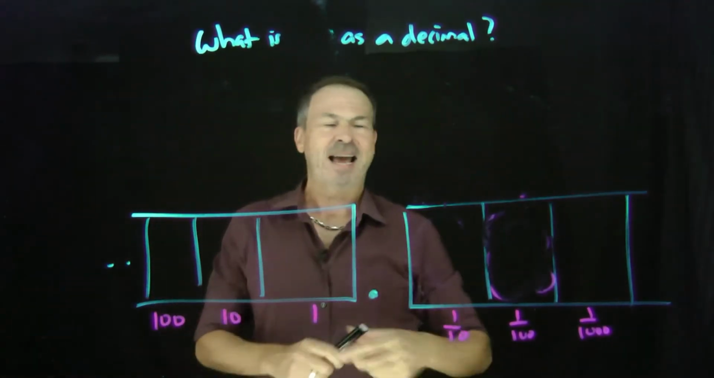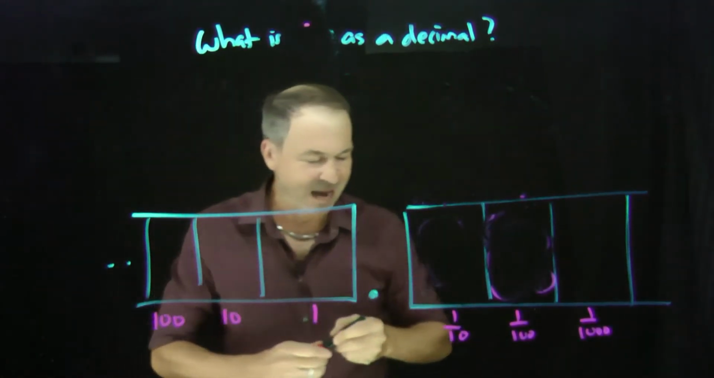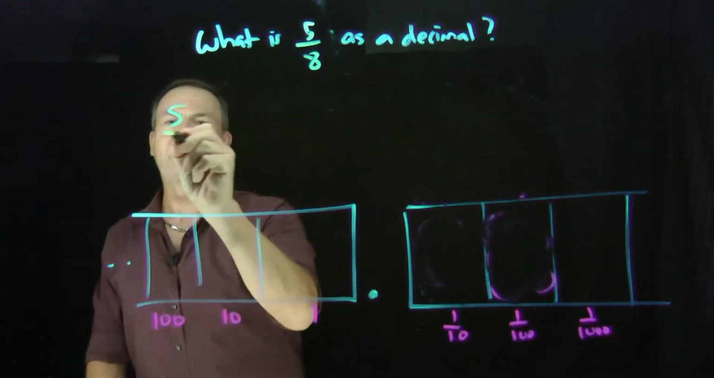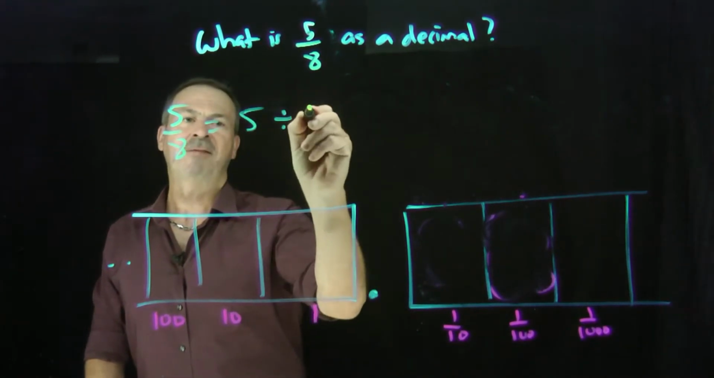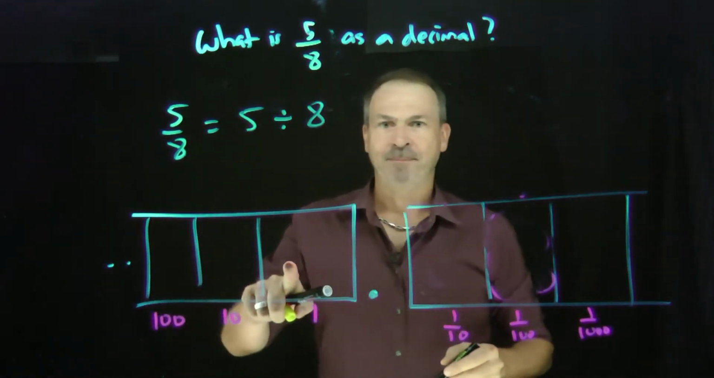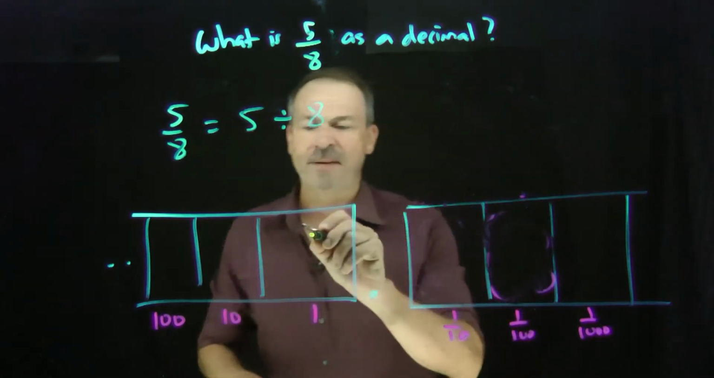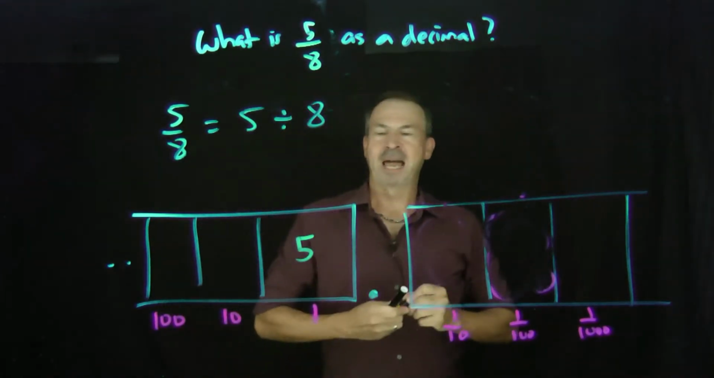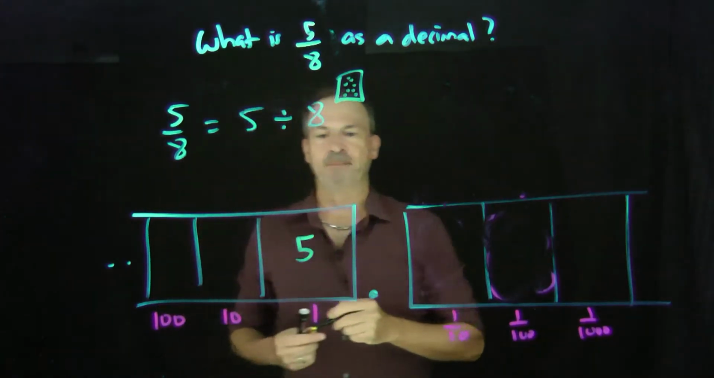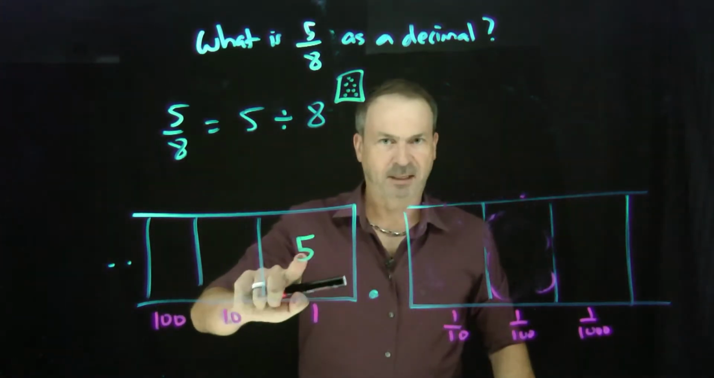Let's do 5/8. What is 5/8 as a decimal? 5/8 is the answer to 5 divided by 8. So I'm going to have 5 dots here. I'm going to write the number 5. And we're looking for groups of 8. 1, 2, 3, 4, 5, 6, 7, 8. All right, no groups of 8 amongst those 5 dots.